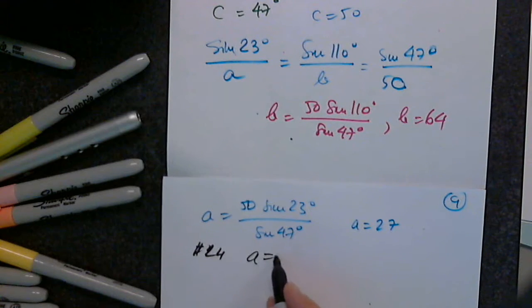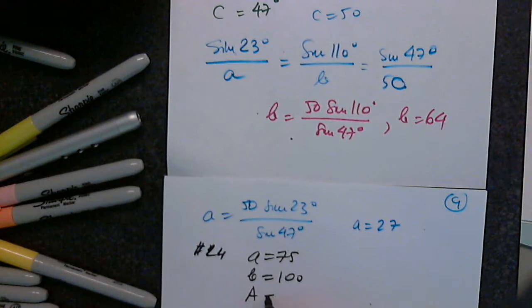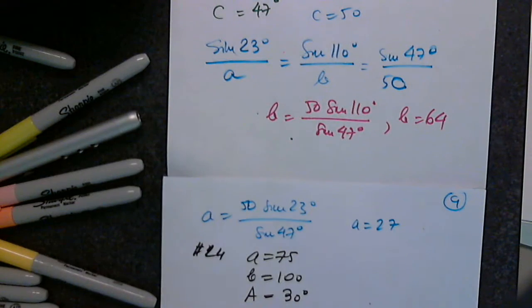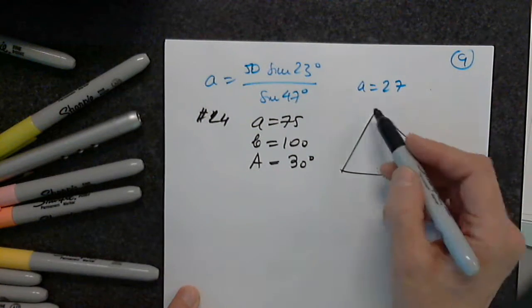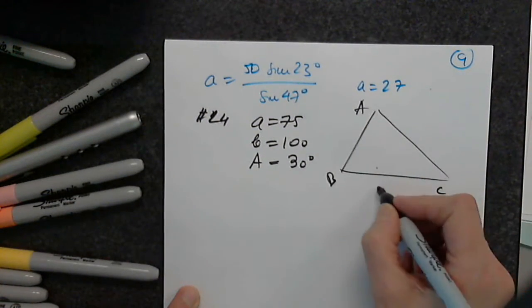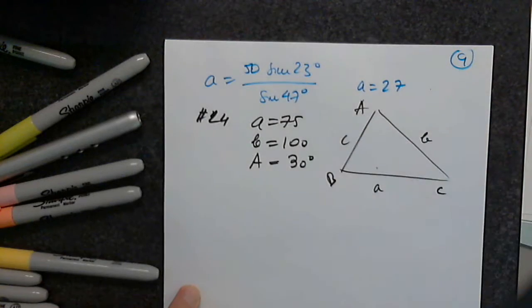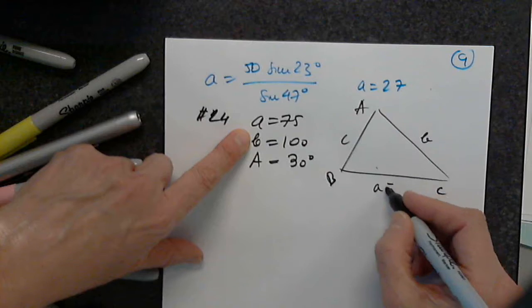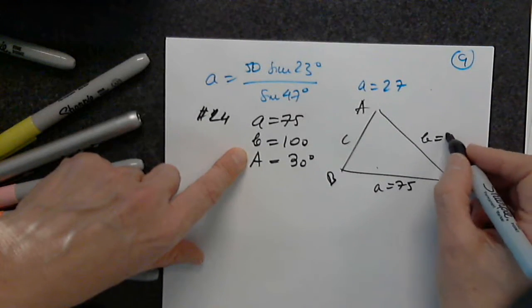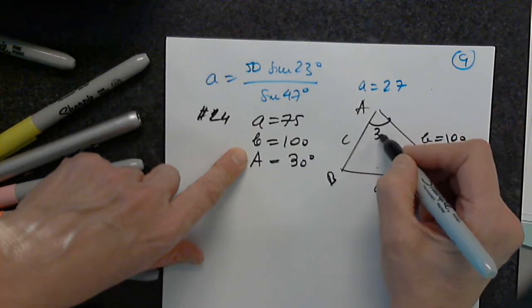So A equals 75. B equals 100. And angle A is 30 degrees. First thing I need to do is graph a triangle. Label correctly everything, lowercase a, b, and c. So A equals 75. B is given to be 100, and the angle is given to be 30.